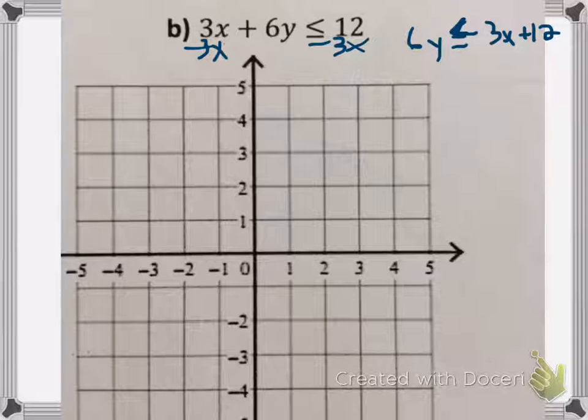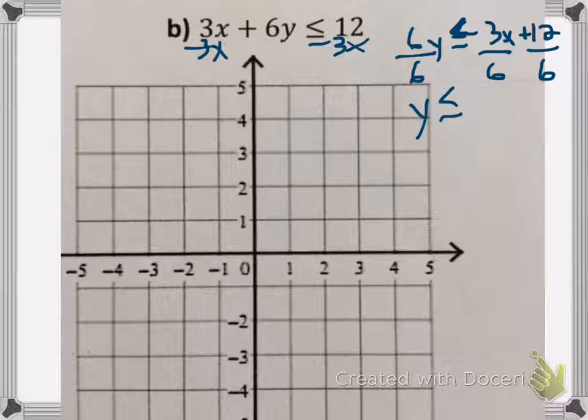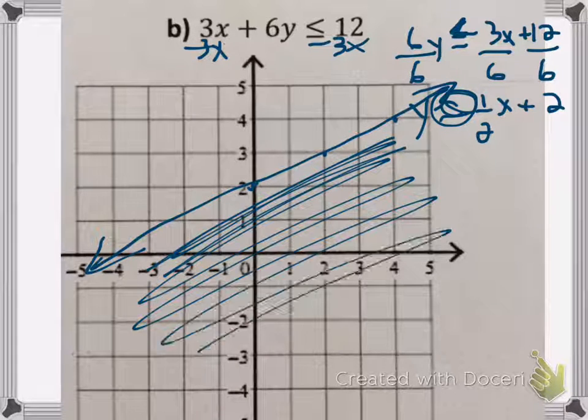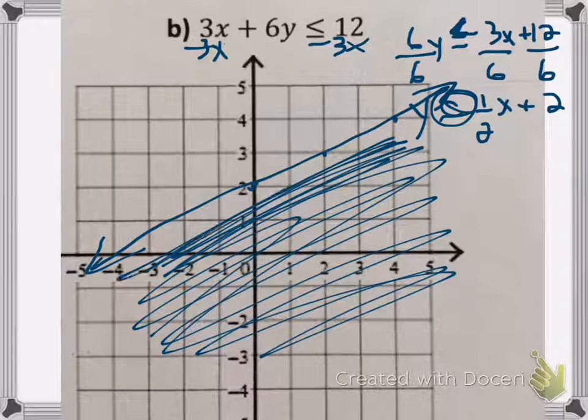We're going to solve still for y, so we're going to divide both sides by 6. When we do that, we have to divide everything by 6. So we have y is less than or equal to 3 divided by 6 is 1/2 x, and then 12 divided by 6 is 2. So we're going to start up at 2 with an ordered pair. We're going to follow our slope up 1 and over 2, up 1 and over 2. This is a solid line this time because of the equals to sign. And because my y's are less than the line, I'm shading everything below the line for my solution.